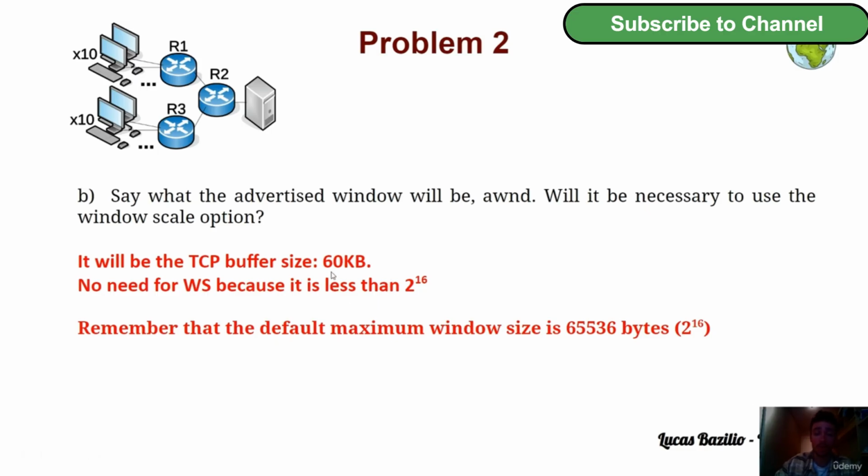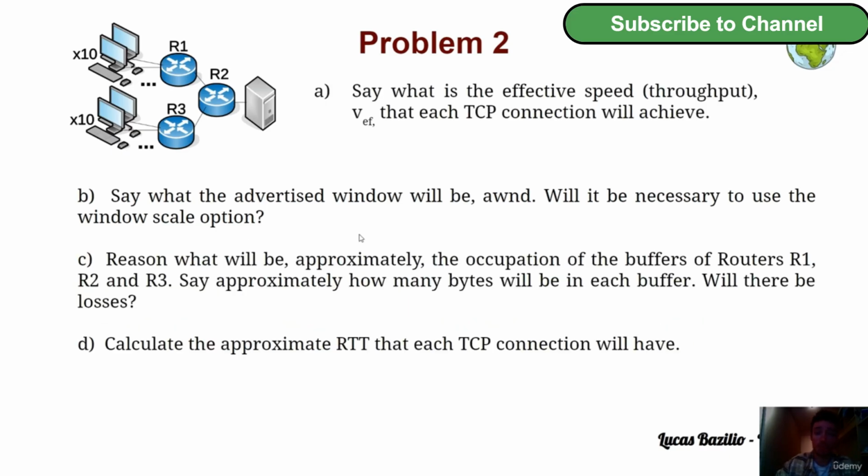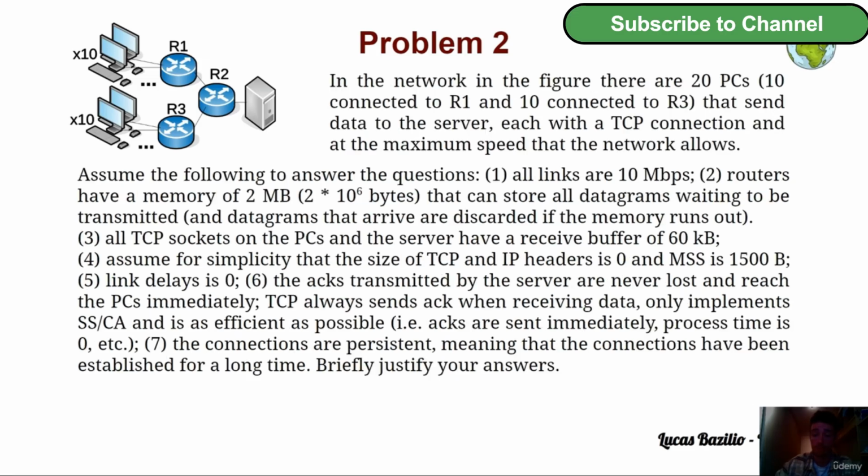In fact, here 60 kilobytes is equal to 60,000 bytes, and so again, this is smaller than 65,536 bytes. So we conclude that we don't need to use Window Scale for this situation. And so with this, we solve question B, also a very short question and easy to solve on this problem too.